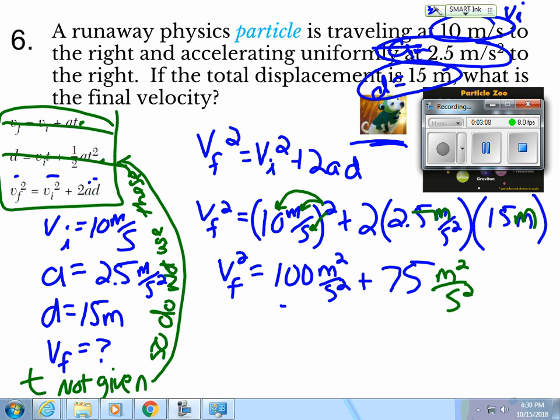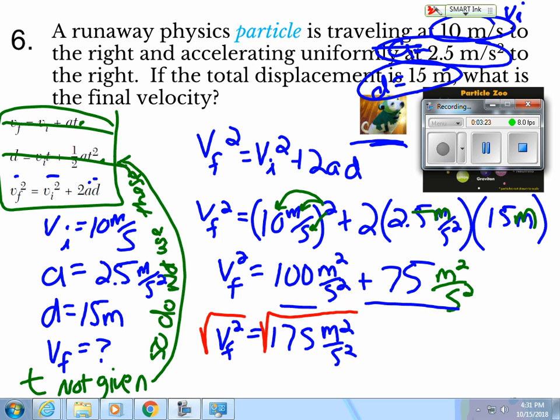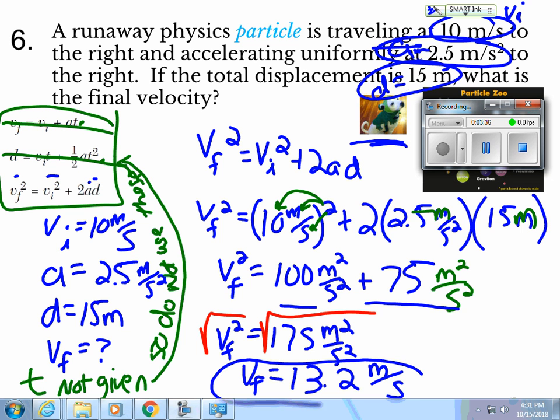Alright, so now can I add these two numbers together? Yep, I can because they have the same units. So now I'm going to get 175 meters squared per seconds squared is equal to my V final squared. How do I solve for this? I got to square root both sides. Bam! When I square root both sides, my V final is equal to 13.2, a single meter per single second. Bam, final answer.